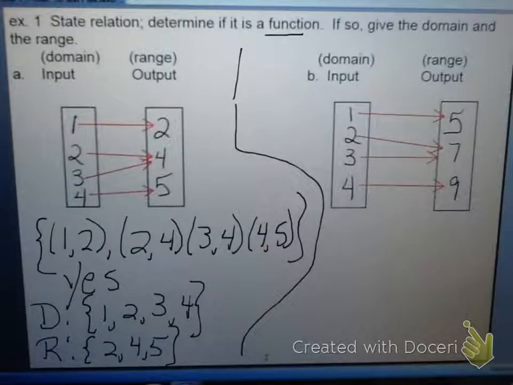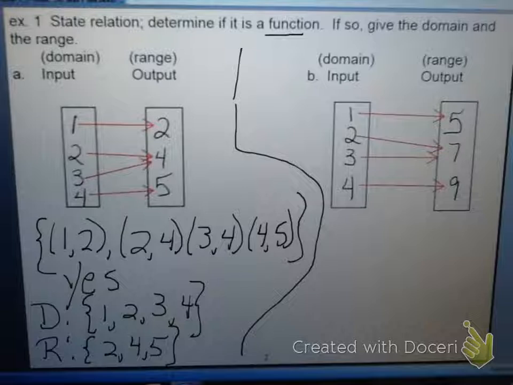Example 1: state the relation, determine if it is a function. If so, give the domain and range. So here's what's called a mapping diagram, where the numbers in the first box are called your domain, also called your input, and the numbers in the second box are called your range, also known as your output.